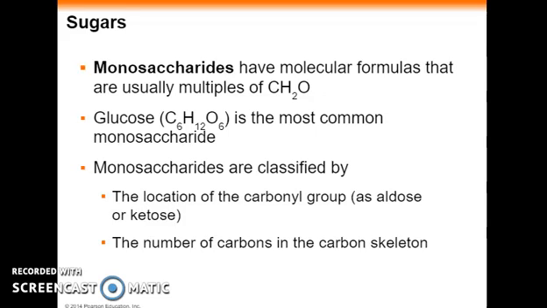Monosaccharides are also classified by the size of the carbon skeleton. The carbon skeleton of a sugar ranges from 3 to 7 carbons long. Glucose and other 6-carbon sugars are called hexoses. 5-carbon sugars are called pentoses, and 3-carbon sugars are trioses.